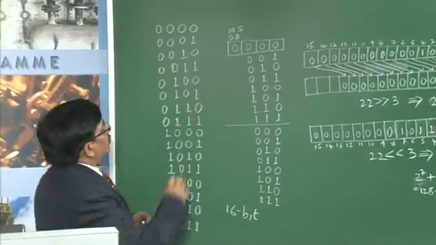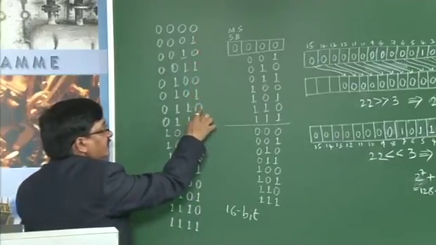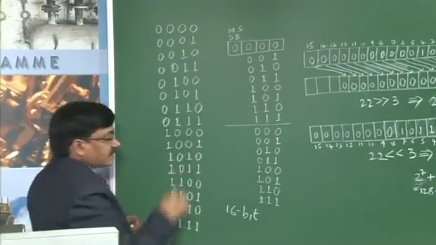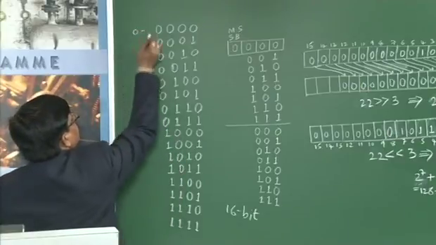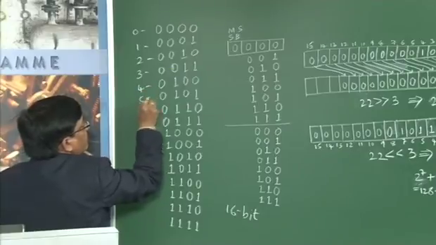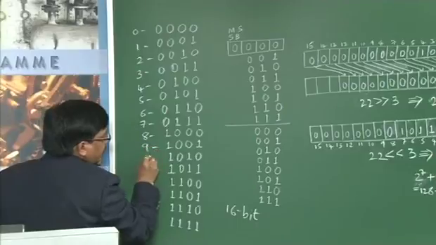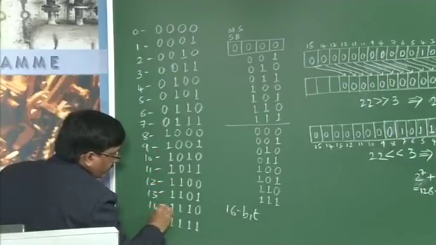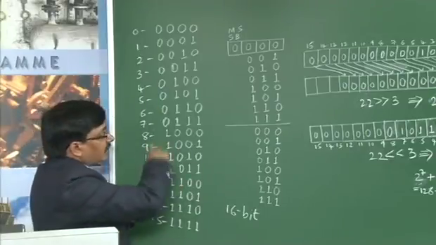But here I am assuming that I have only 4 bits for storing the integer, and let us see how it is stored. With 4 bits, the values are 0, 1, 2, 3, 4, 5, 6, 7, 8, 9, 10, 11, 12, 13, 14, 15. These are the possible 16 values I can have with respect to the 4-bit machine.